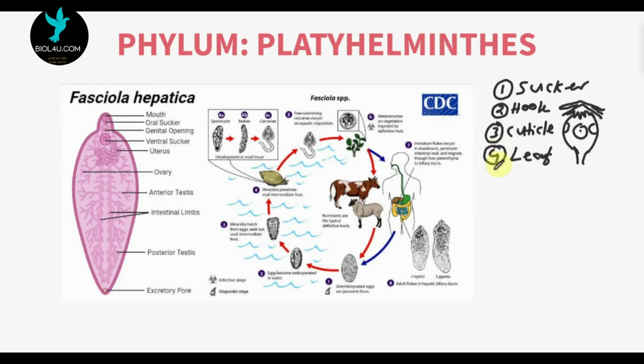Then one more parasitic adaptation, it requires many hosts. See here the host, Limnaea or snail, then human or sheep or cow, etc. Having many intermediate hosts helps to continue the life of this parasite without any disturbance. If one host dies, another host will help to complete the life cycle. So that is another parasitic adaptation seen in the Platyhelminthes organisms. So these are some of the parasitic adaptations. So that is all about the phylum Platyhelminthes.